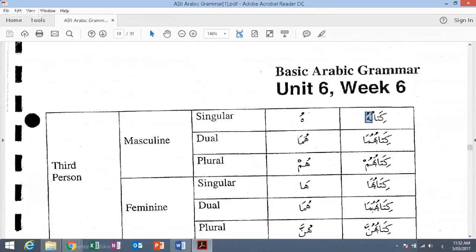Then go to the second person: anta, antuma, antum, anti, antuma, antunna. Remember muzakkar, muannas, wahid, tasniya, jama, and then first person. So exactly the same thing here, but this is dhamir majroor muttasil. Muttasil means join. There is no gap in it.